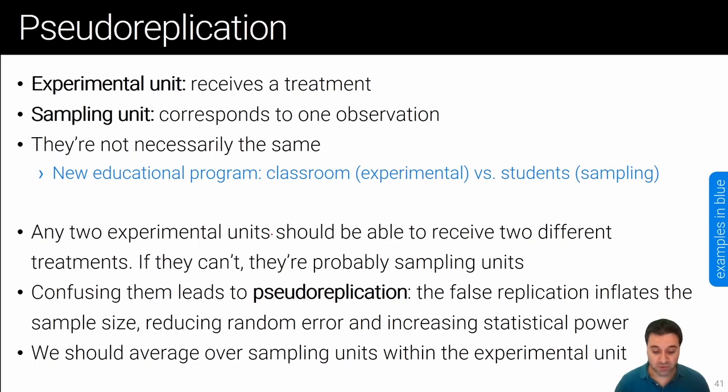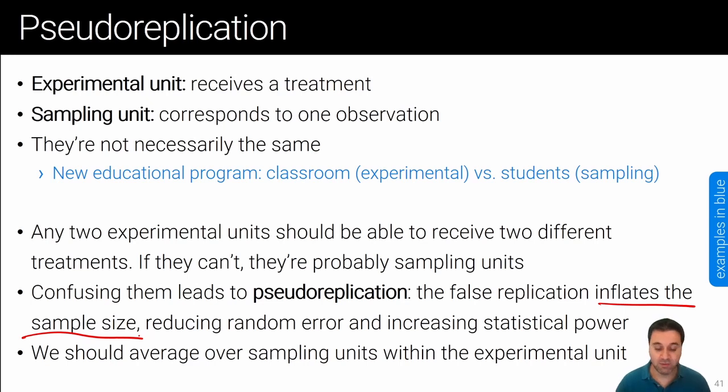The point with pseudo-replication is that it's going to inflate the sample size. And that is going to reduce the random error and increase the statistical power. But we know that this is completely superfluous. We are increasing statistical power when we shouldn't. We should average the sampling units within the experimental unit.